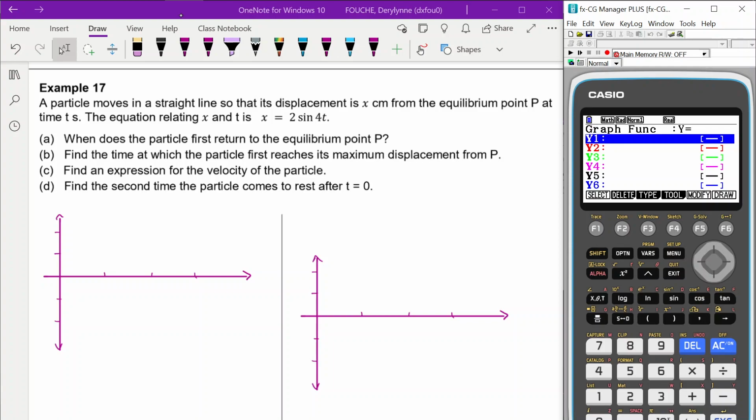Now, when we're talking about returning to a point, we're looking at displacement. So we're interested in the formula x equals 2 sine 4t. So let's type that into our calculators. Graph function, make sure you're in radian mode. And we're going to type 2 sine of 4x. And let's set a domain because we're just interested in when it first returns to the equilibrium point. So I'm going to start with a domain of 0 to pi and see whether that gives me enough information to be able to answer the question.